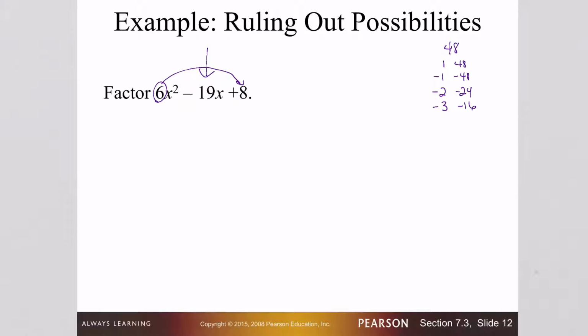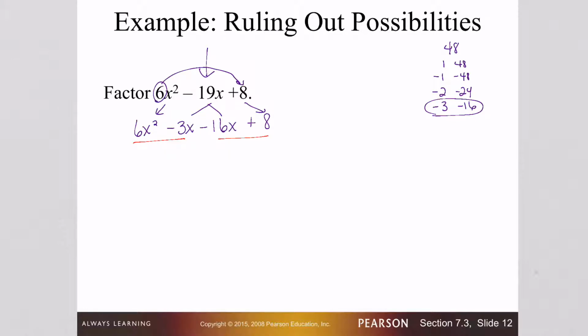So whenever we add up negative 3 and negative 16, they do equal negative 19. They multiply to be positive 48. So I've definitely found what my middle terms have to turn into. So 6x squared minus 3x minus 16x plus 8. Remember, negative 19x turned into those. 8 got written right there. Okay, now we're going to factor by grouping.